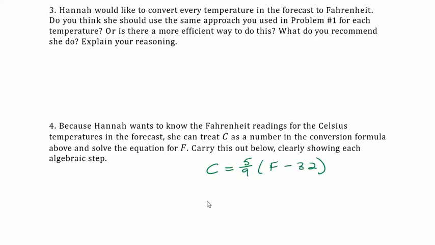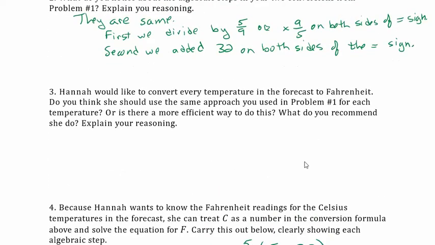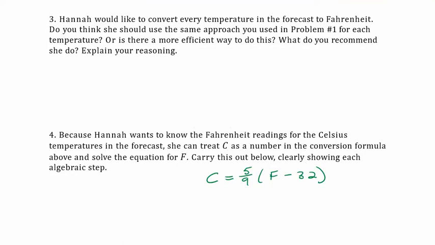So let's pretend like C is some number, because that's what we were doing. We were plugging a number in for C. And then what do we do? We divide it by 5/9 or multiply it by 9/5. So let's just do that here with the formula without even putting a number in for C. So on this side, we're going to get C times 9/5 equals F minus 32.